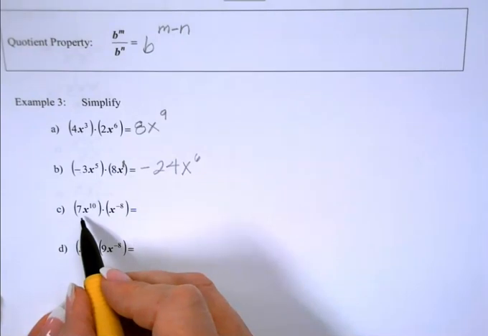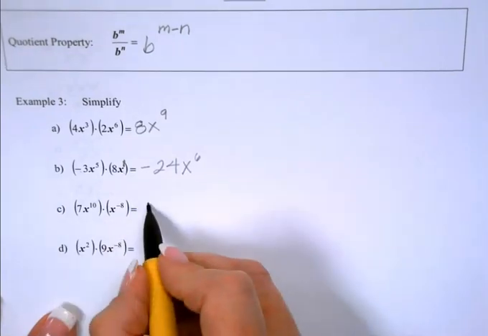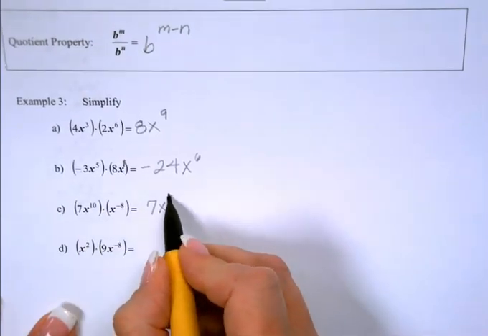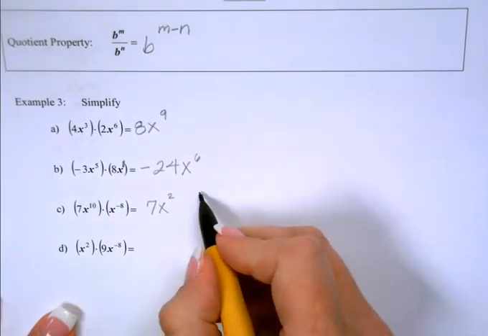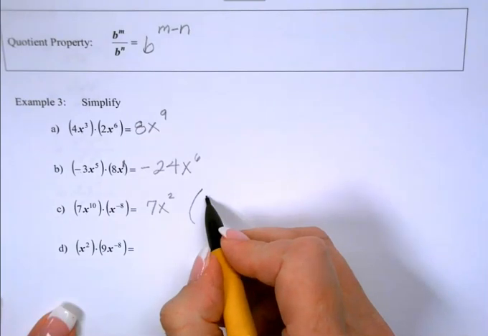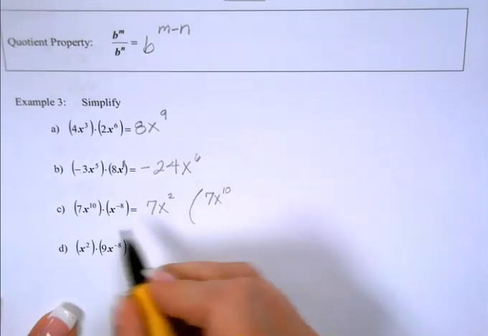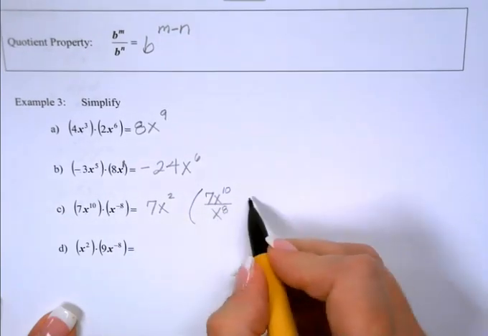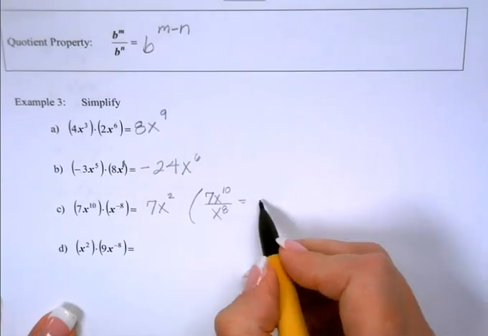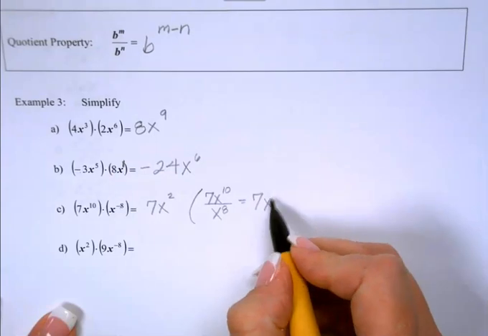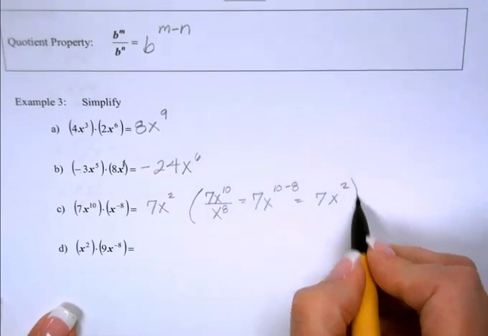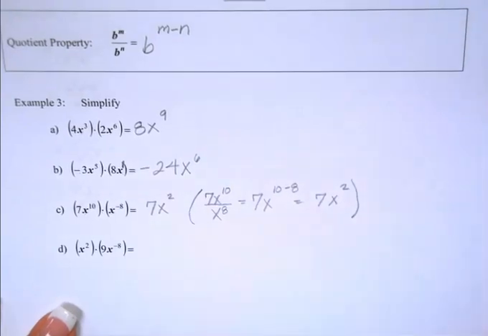A couple things you could do on this next one. I have the 7 here. They both have base x, so I can add the exponents. That would give me x squared. Or notice I could have done this as 7x to the 10th, and this x to the negative 8 would have flipped to the bottom. And in this case, if I'm dividing, I would subtract those exponents. And so that would give me 7x squared. So there's a couple different ways you could do that, and they'll both give you the correct answer as long as you're using your exponent properties.